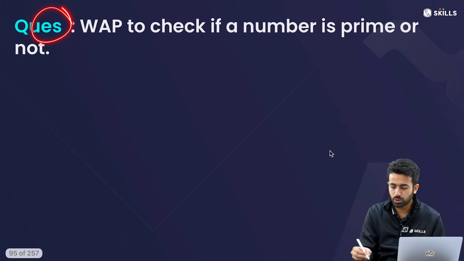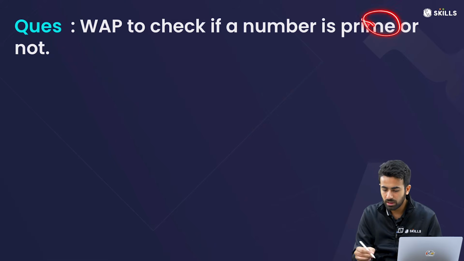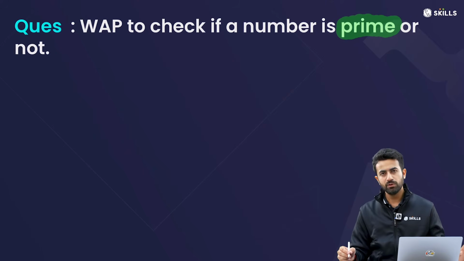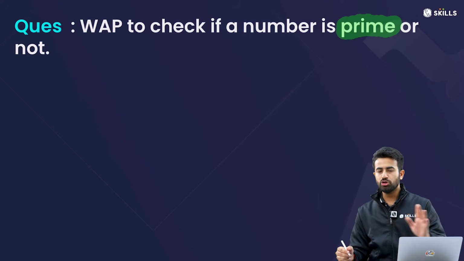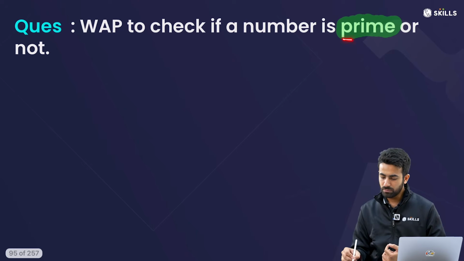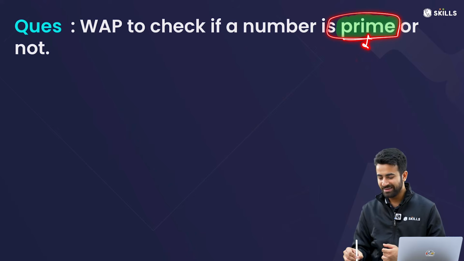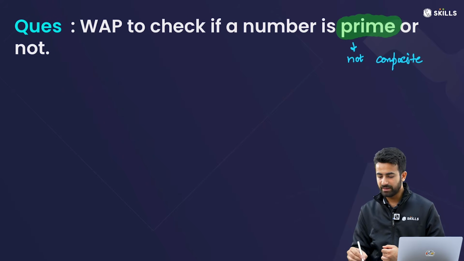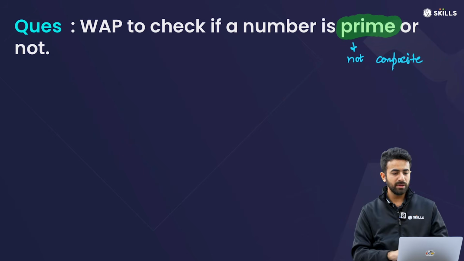The next question is: write a program to check if a number is prime or not. How to check if a number is prime? For that we will use boolean or maybe integers, whatever it is. We will initially use a storage solution. I'll tell you what I mean by that. But anyways, a number is prime when? When it is not composite. Simple. When it is not composite. Very, very simple code.